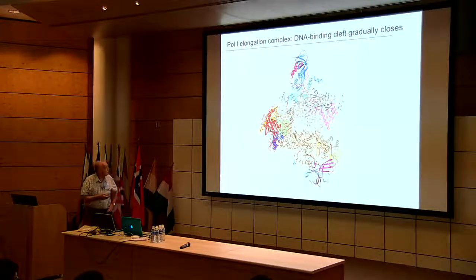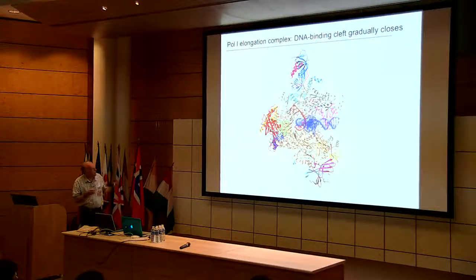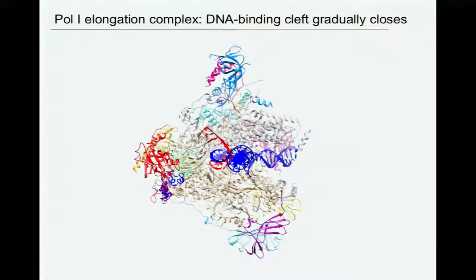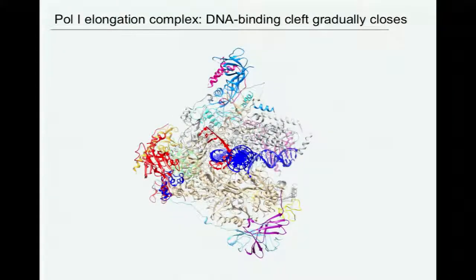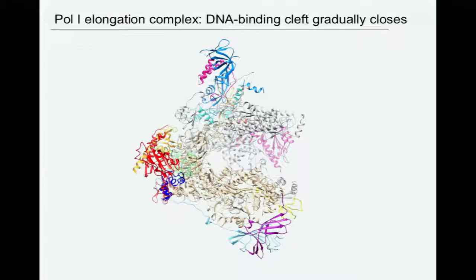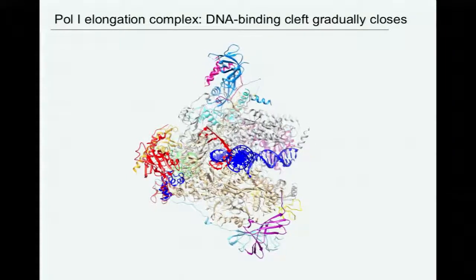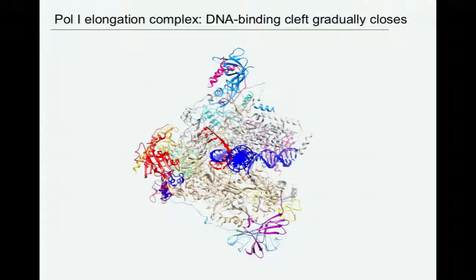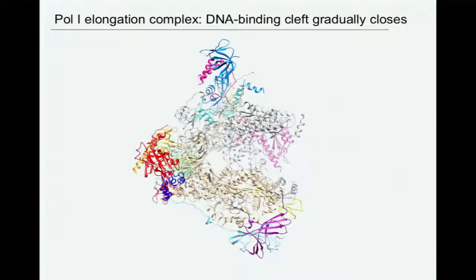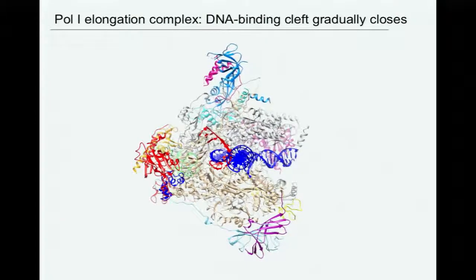So if the movie is working, yes, you see now, this is again shown in a very simplified movie, but you see how the conformation changes happen. This is the open conformation, the crystal structure, and once it's elongating, the two half sides kind of converge together and enclose the DNA.